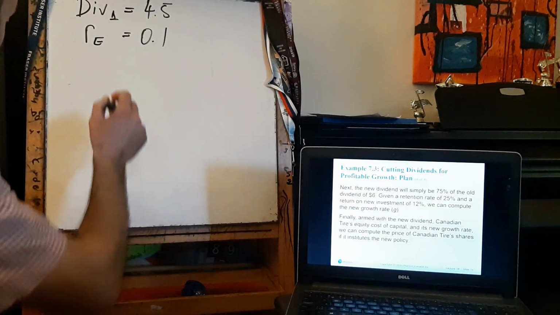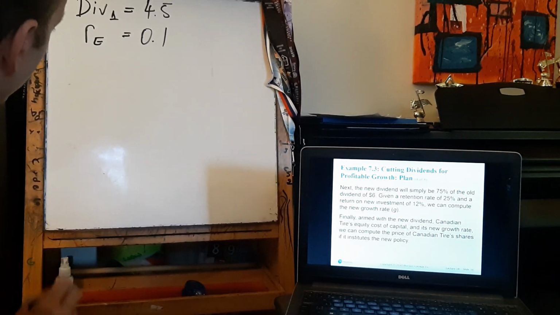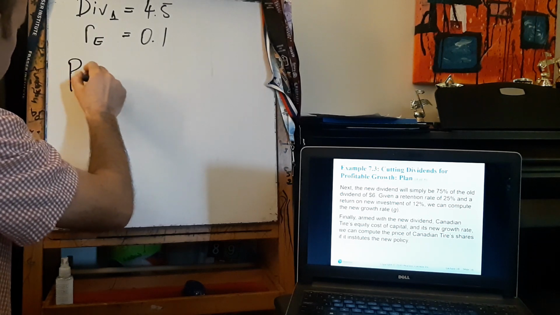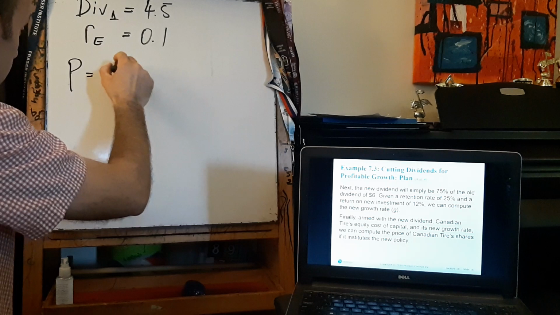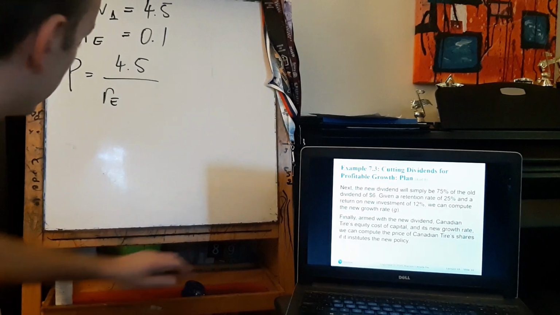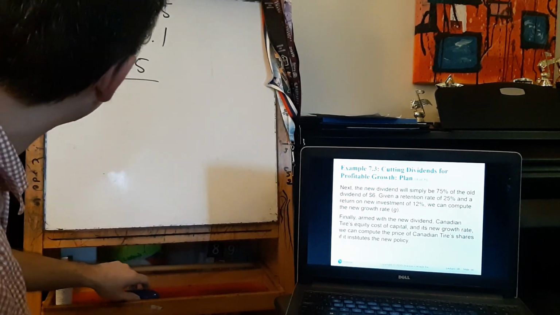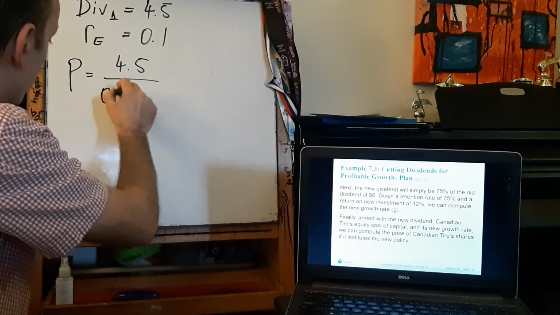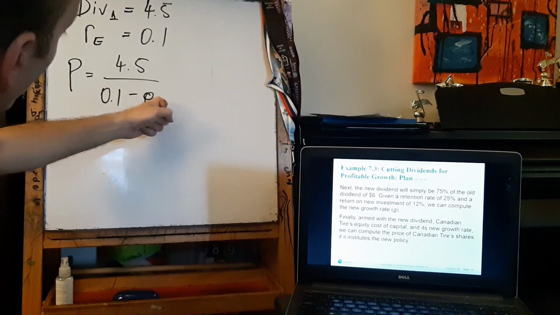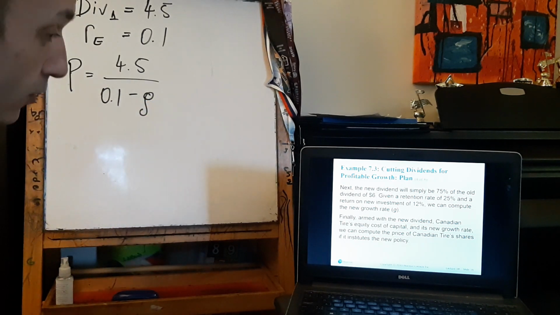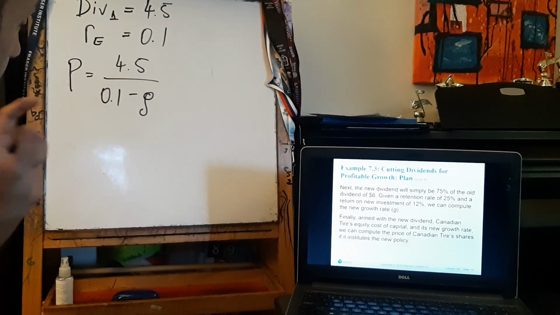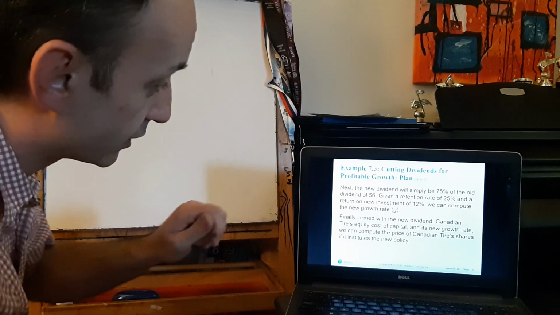Well, if we use our constant dividend growth model, we could figure that out. So our share price is going to be dividend, which is $4.50 now, divided by RE. We actually can use RE, which is 0.1, and then minus growth. Now the question is, what is going to be the growth rate for Canadian Tire when they reinvest 25% of their net income into a new project?